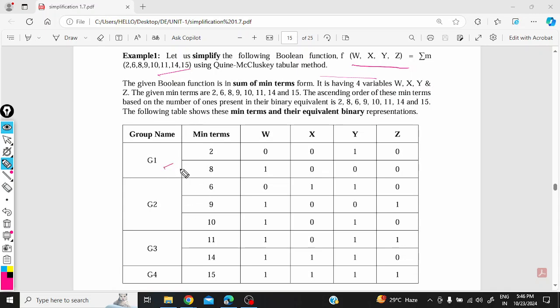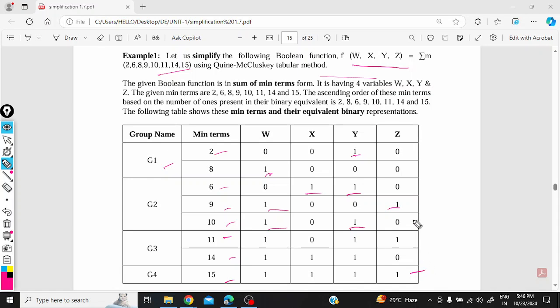Group one contains the binary representation for minterms. 2 can be represented as 0010, and 8 as 1000, meaning these two numbers contain only a single one. Similarly, group 2 has two ones: 6, 9, 10. Group 3 has three ones: 11 and 14. And 15 is group 4, with four ones.